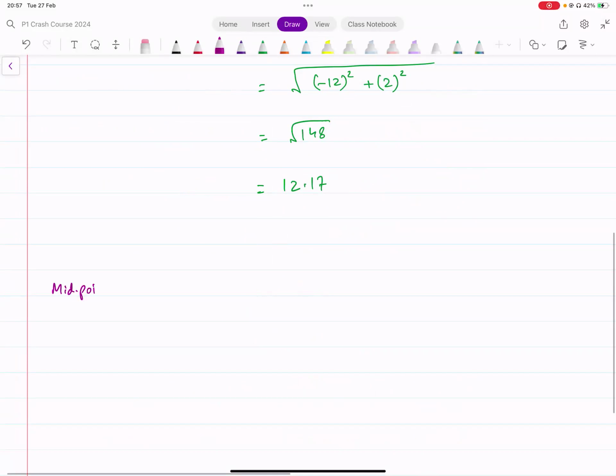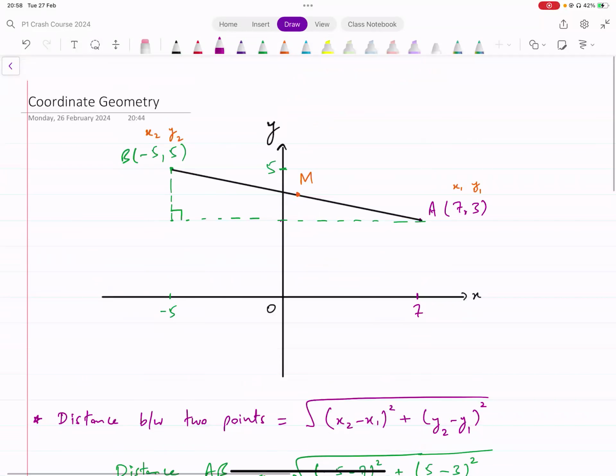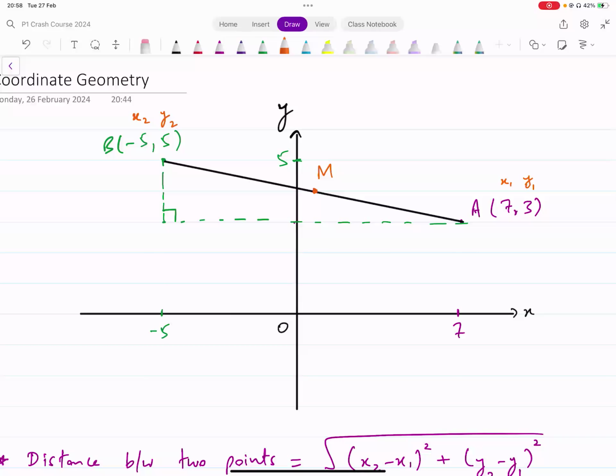Midpoint of 2 points, A and B. In this case, we have to find the midpoint of A and B. How would we do that? We would add both coordinates, x1 plus x2, and divide that by 2. And we would add the y coordinates, y1 plus y2, and divide that by 2. So basically the idea is, for finding the midpoint, we are just taking the average of these two numbers.